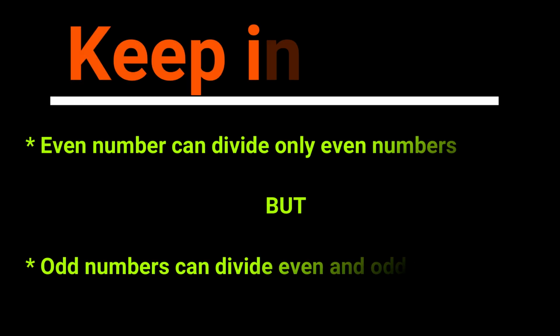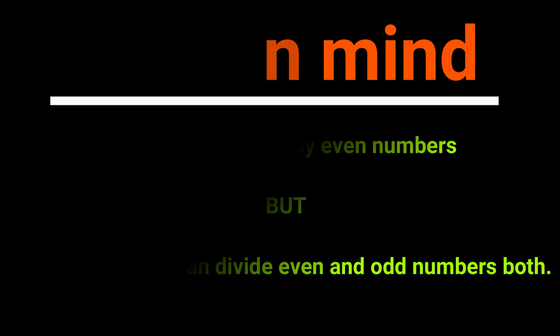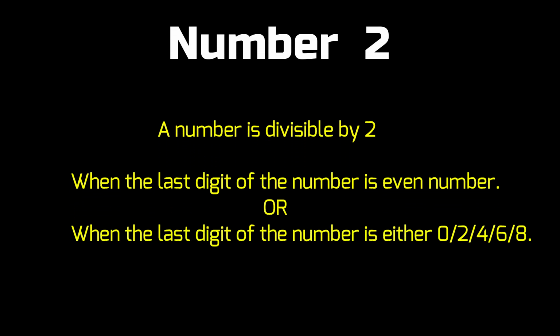Before divisibility rules, always keep in mind: an even number can divide only even numbers, but odd numbers can divide even and odd numbers both. A number is divisible by 2 when the last digit of the number is an even number, or when the last digit of the number is either 0, 2, 4, 6 or 8.